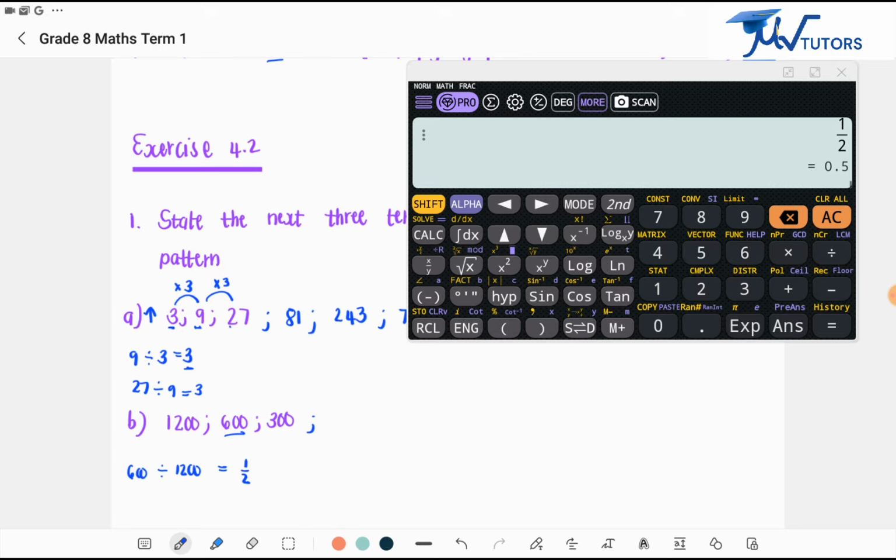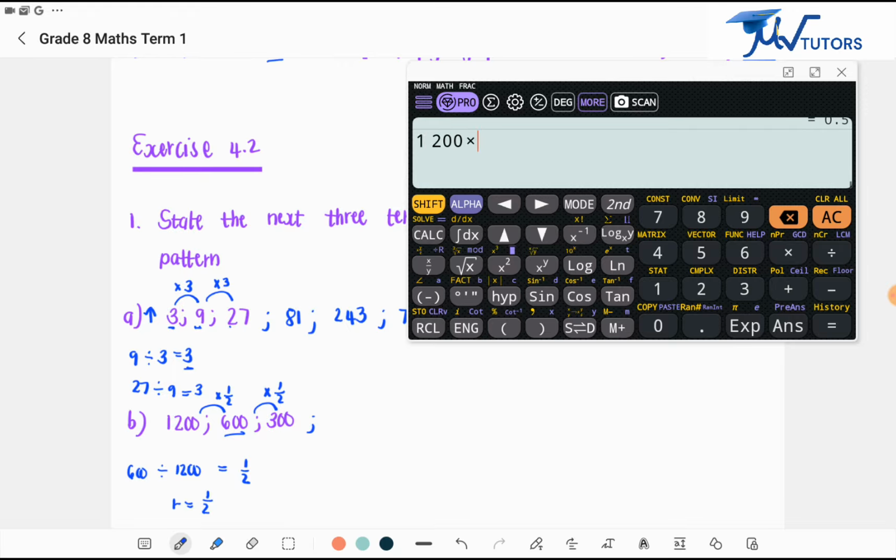So what is my common ratio? Then I'm going to name my common ratio. I'm going to say R. So that's a half. So from 1,200 to 600, I multiplied by a half. And from 600 to 300, I multiply by a half too. Okay, so let's see.